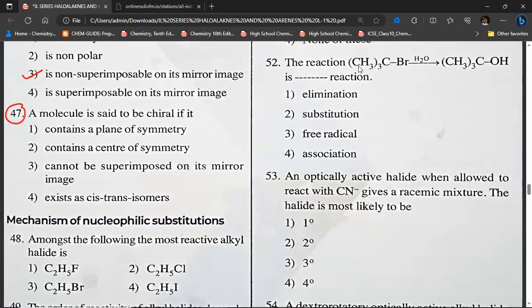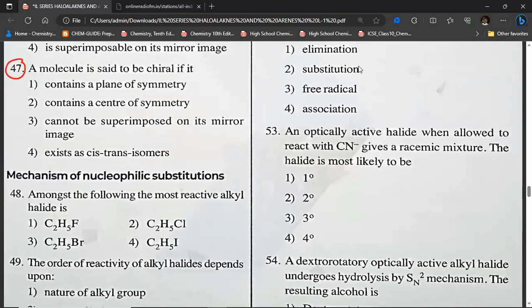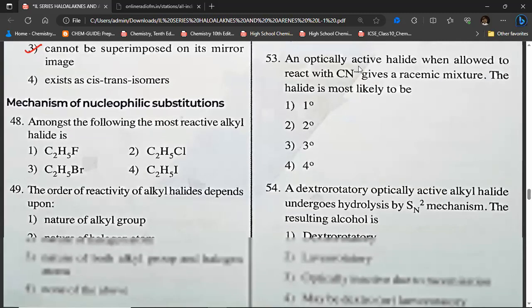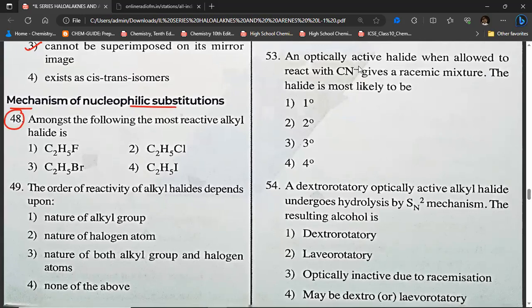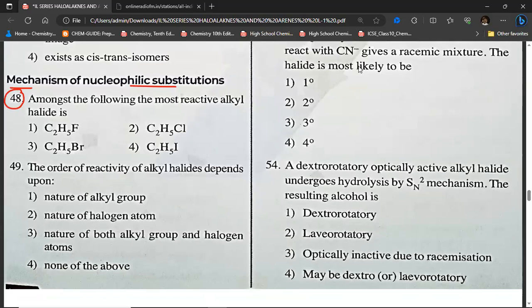Next, 47, a molecule is said to be chiral if it cannot be superimposed on its mirror image. That's the correct answer for the chirality of a molecule. Next, mechanism of nucleophilic substitution reactions, question 48. Amongst the following, the most reactive alkyl halide is, as you all know, the one where iodine is present. Obviously that will be highly reactive towards substitution reactions, as iodine is a good leaving group.